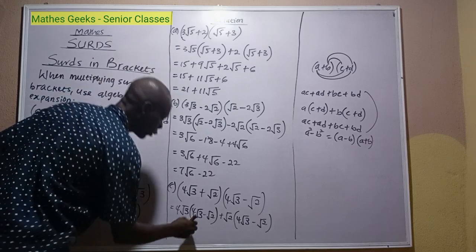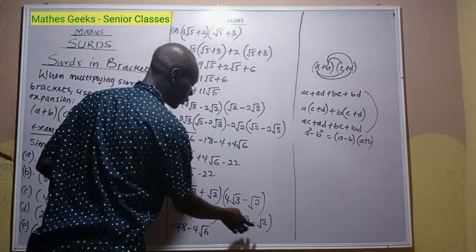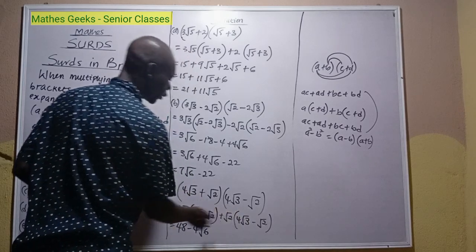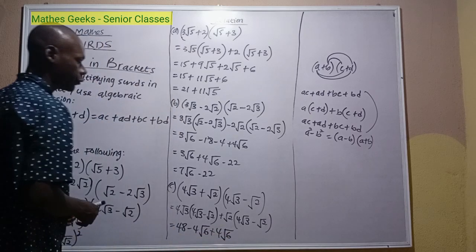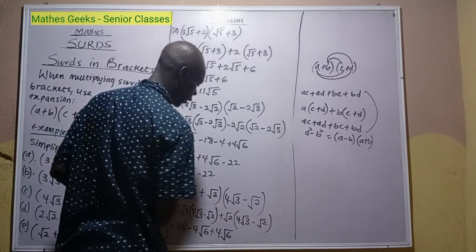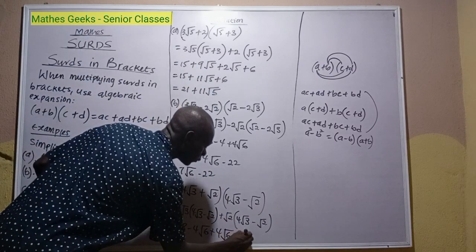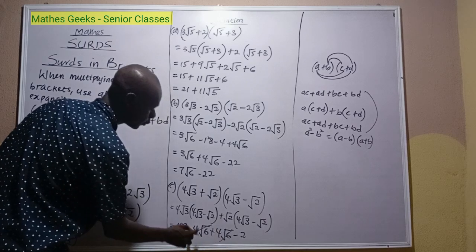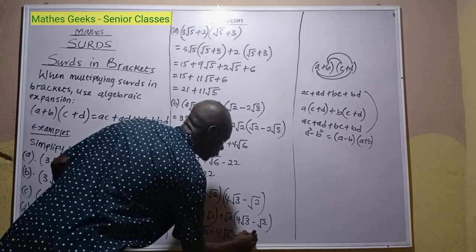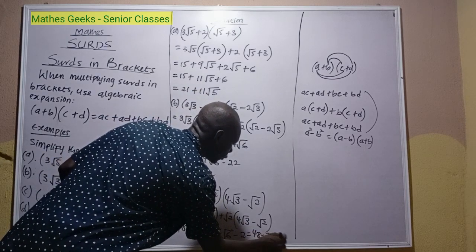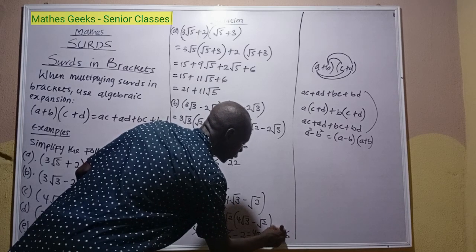4 times 1 is 4, that gives minus 4 root 6. Root 2 times root 3 is root 6, 4 times 1 is 4, that will give us plus 4 root 6. And then plus times minus is minus, so root 2 times root 2 will give us root 4, which is 2. Now this will cancel: minus 4 root 6 plus 4 root 6 will give us 0. 48 minus 2 is equal to 46.